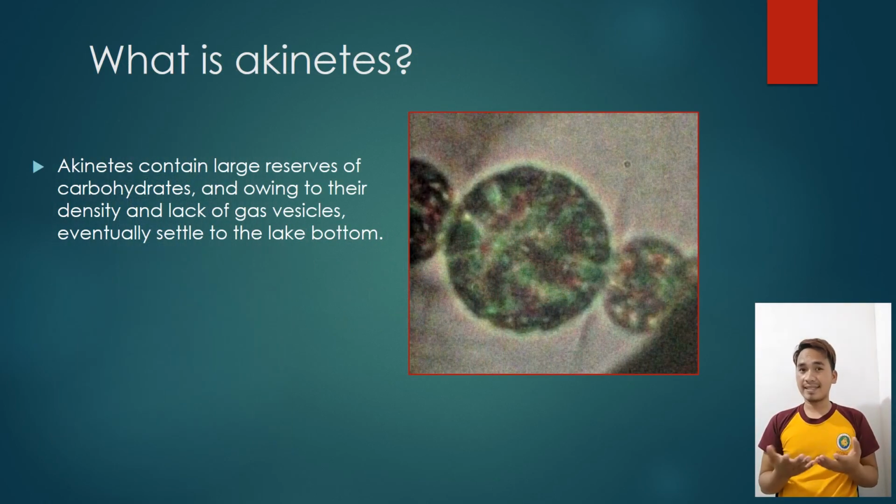What are akinetes? Akinetes contain large reserves of carbohydrates and, owing to their density and loss of gas vesicles, eventually settle to the lake bottom. They can tolerate adverse conditions such as the complete drying of ponds or cold winter temperatures.